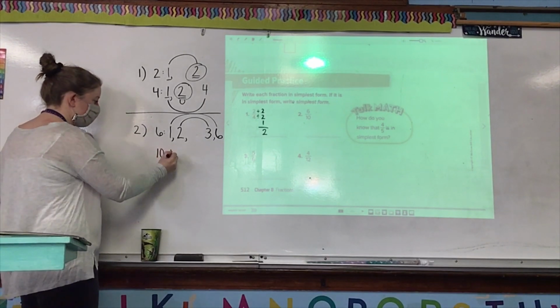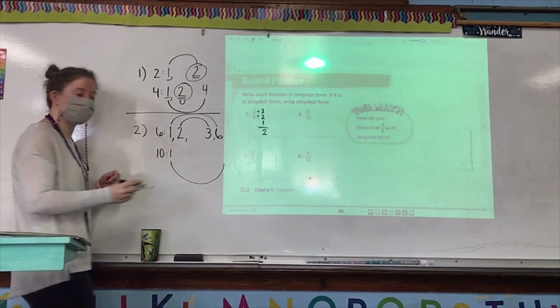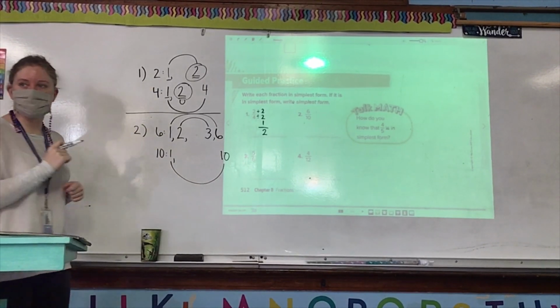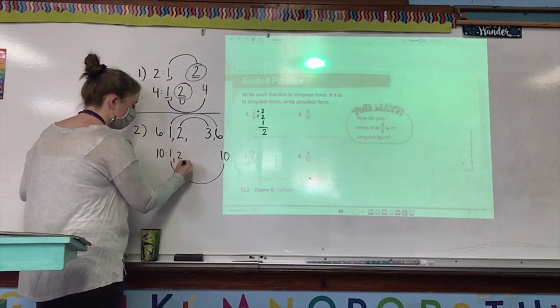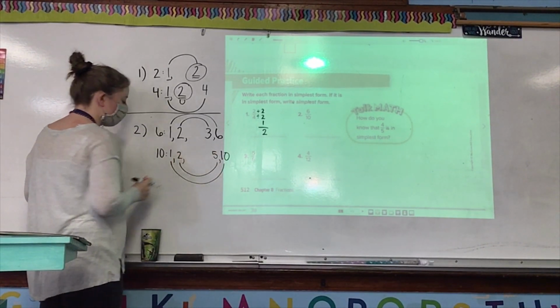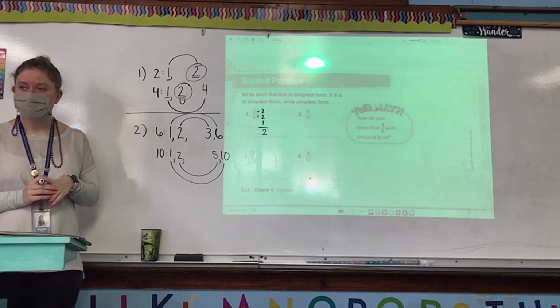Let's do the same thing with 10. First factor of 10, 1. 1 is a factor pair with 10. 10 is even, so its second factor is 2. 2 is a factor pair with 5. Let's think of 3. Is 3 a factor of 10? What about 4?